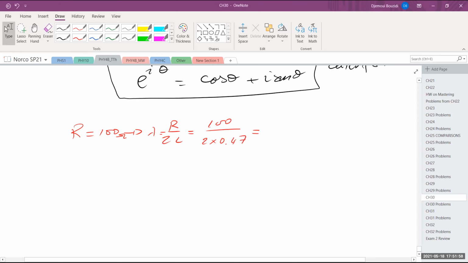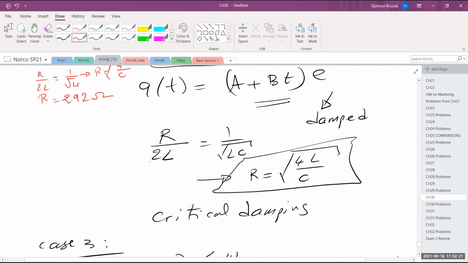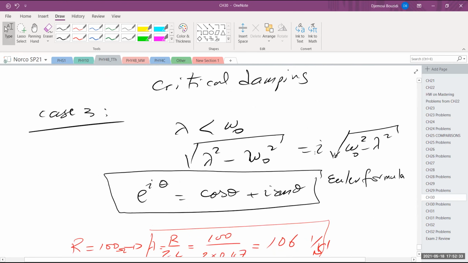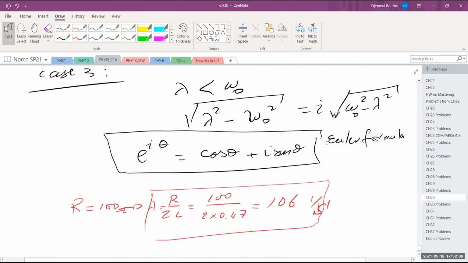So if I plug in the numbers in the calculator, we have 100 divided by, open parentheses, 2 times 0.47, close the parentheses, and the answer is only 106.3. So it's about 106 and a half. Obviously, this number for lambda is less than the value of omega naught. Omega naught did not change at all. I didn't play with it, so it's still this number. So 311 is more than 106. Therefore, the expression under the square root is not positive anymore. So the number is a complex number. It has an i in it.